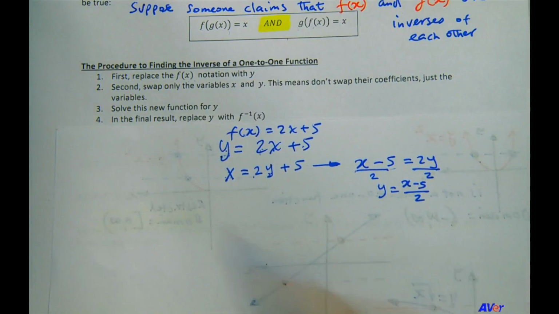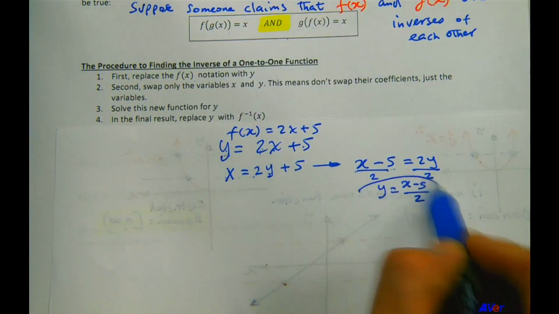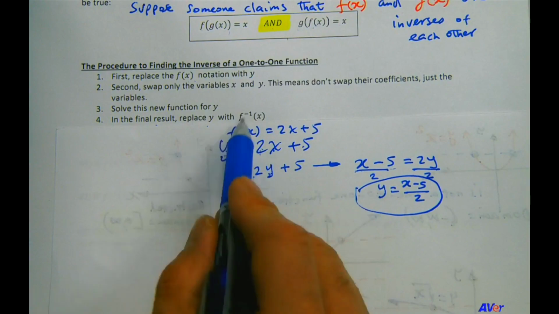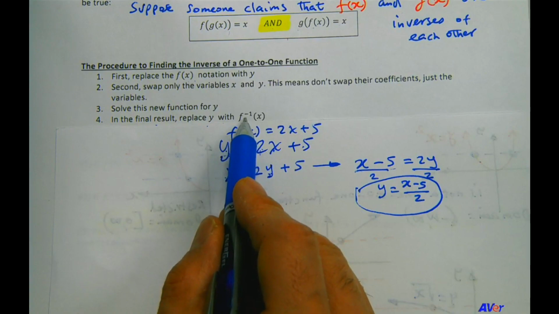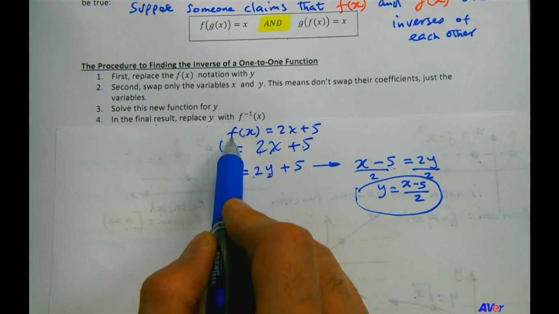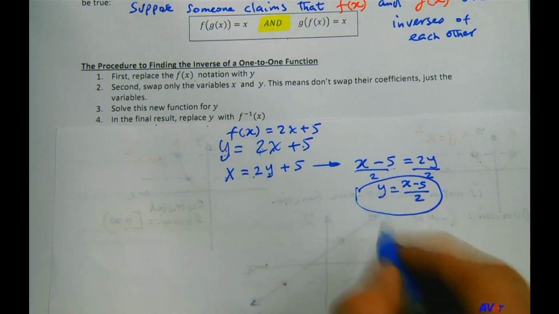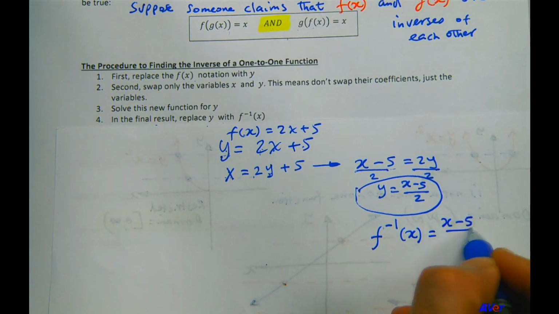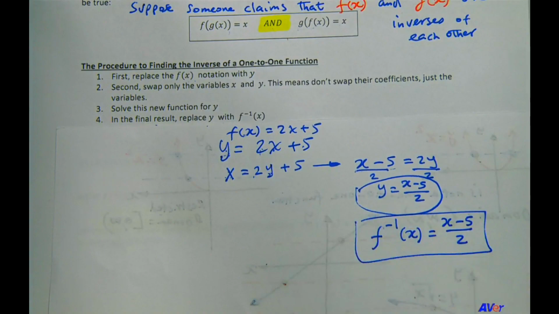And number 4, in the final result, replace y with the proper inverse function notation, which in this case is f inverse of x. Why? Because the original function was called f of x. So we replace y with that. f inverse of x equals x minus 5 over 2. And now we're done. I just used this scratch paper to show you what those steps are talking about. I think now they're clear. Okay?